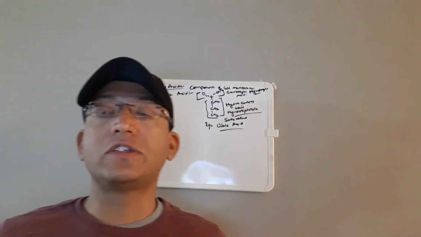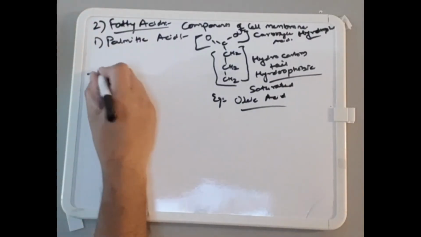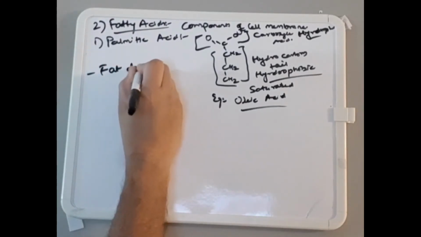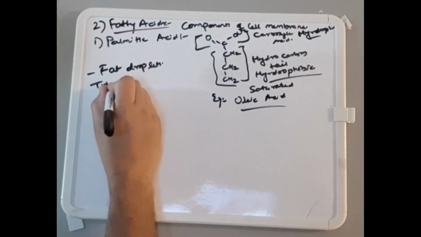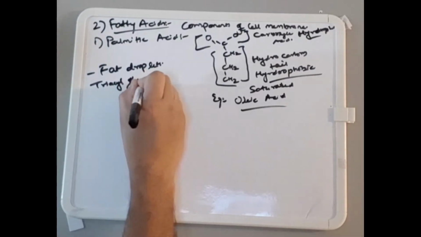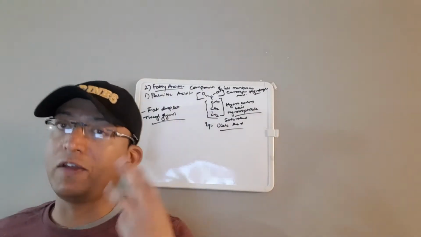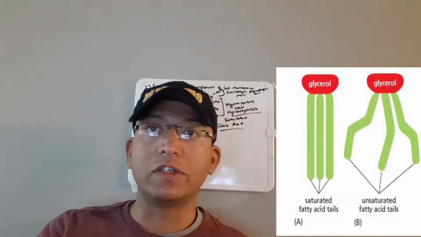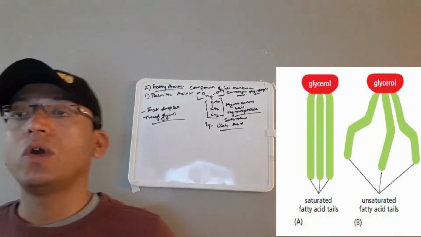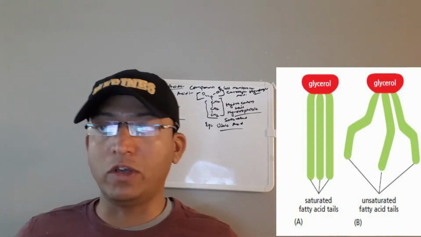The fatty acids are stored in the cytoplasm of many cells in the form of fat droplets. This is stored as fat droplets in the cytoplasm, composed of triacylglycerol molecules, compounds made of three fatty acid chains covalently joined to a glycerol molecule. As you can see in the picture, this is how triacylglycerol looks, with the three fatty acid chains and a glycerol molecule.